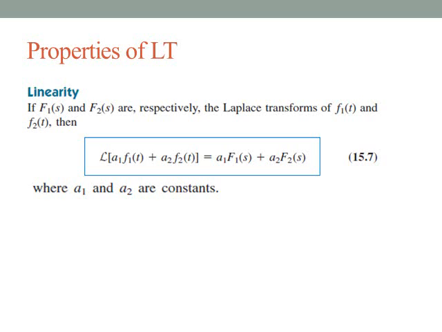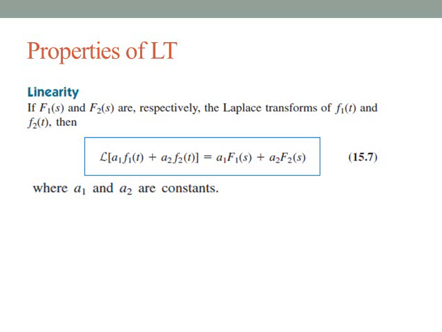What does the additive property say? It says that if you have two functions, let's say f1 of t and f2 of t in time domain, and you add them up in time domain and you want to find out their Laplace transform, all you have to do is add their Laplace transforms in S domain. So if f1 of t's Laplace transform is f1 of s and f2 of t's Laplace transform is f2 of s, and they are added in time domain, we just add their Laplace transforms f1 of s and f2 of s.